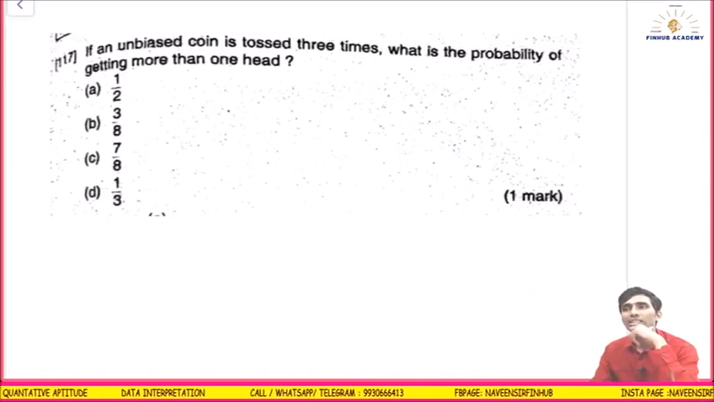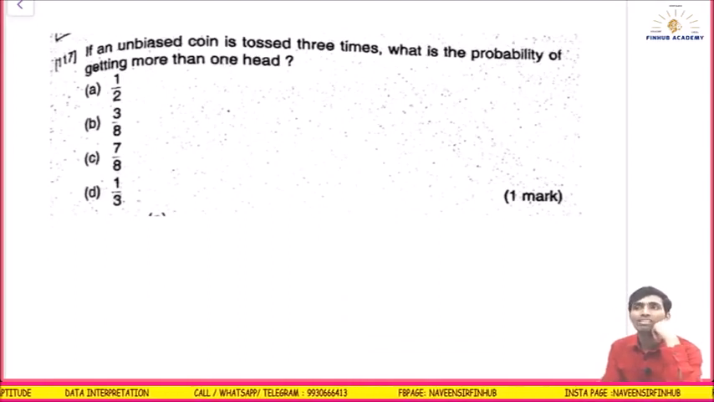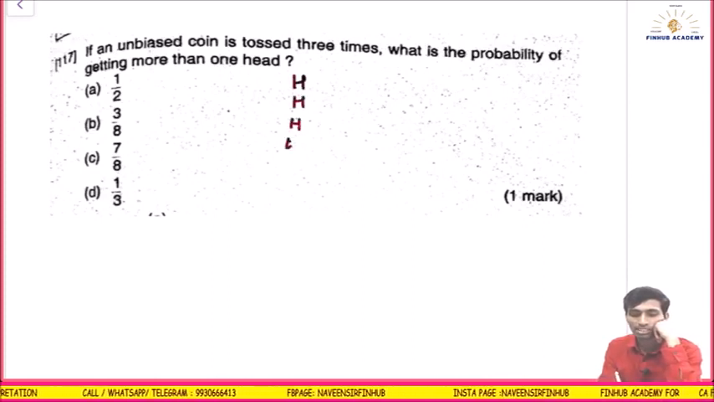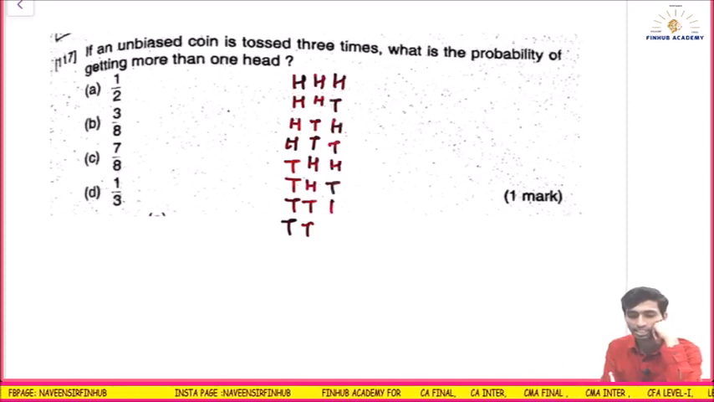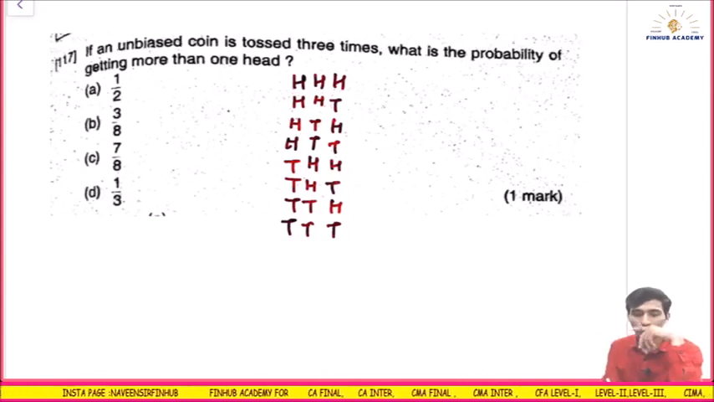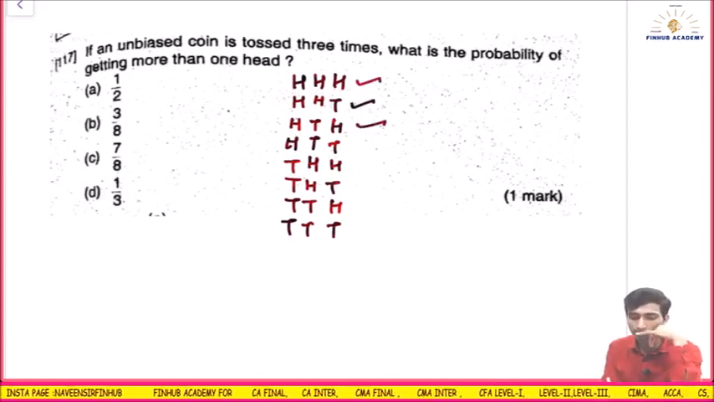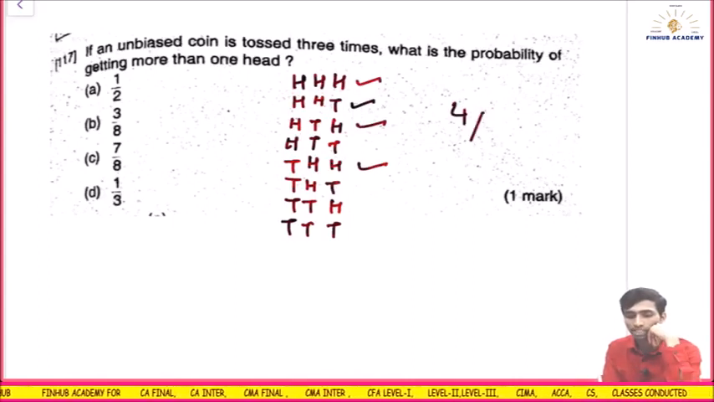If an unbiased coin is tossed 3 times, what is the probability of getting more than one head? You should understand how to make the sample space: head-head-head, tail-tail-tail, and so on. More than one head means obviously more than one. So 4 chances are there. The answer is 4 by the total sample space of 8, which is 1 by 2. A is the option. Simple question.